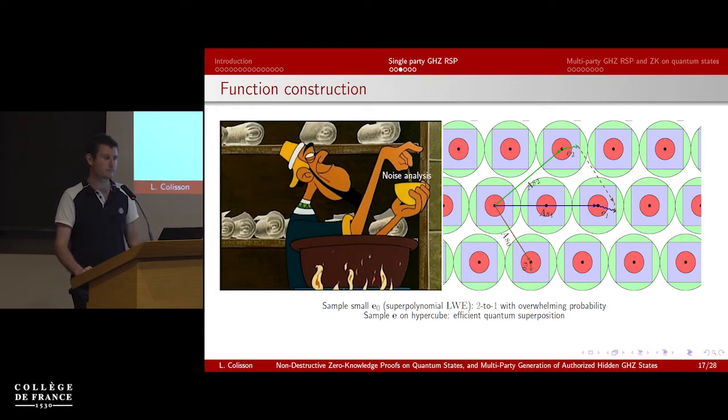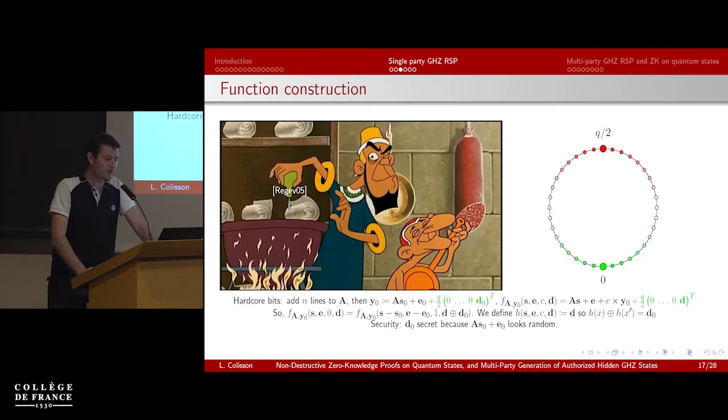So some care must be taken to make sure that your function is actually 2-to-1 with good probability. Basically we want to sample our fixed vector with a very small noise at that step. And we can make sure that these functions are 2-to-1 with overwhelming probability as soon as we rely on LWE with super polynomial noise ratio. Never mind. So now we have a way to have a 2-to-1 function.